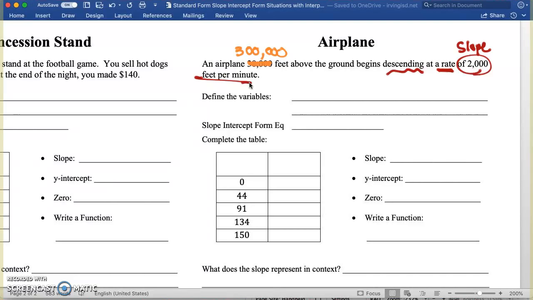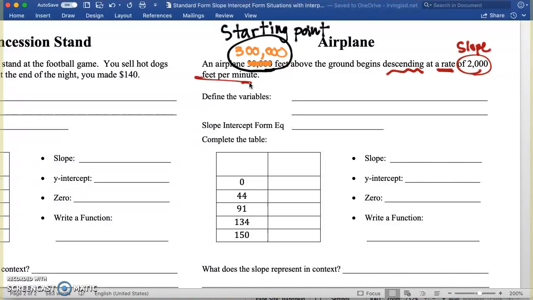The 300,000 number, what do you think this number represents? It's not another rate because that's not what something is changing by. Yesterday we had the dollar for each hot dog. So for every hot dog you purchased, it went up by $1 in your total sales, and then the 50 cents for each soda. So that was also a rate. For every soda you sold, it went up by 50 cents. This is not a rate. This is a starting point. We're talking about an airplane here, and that airplane starts descending from 300,000 feet. So this is my starting point.